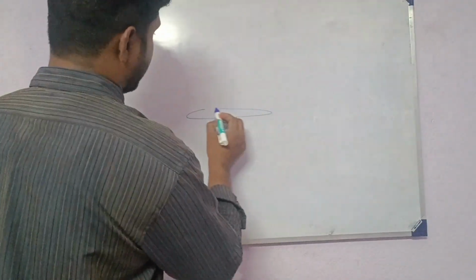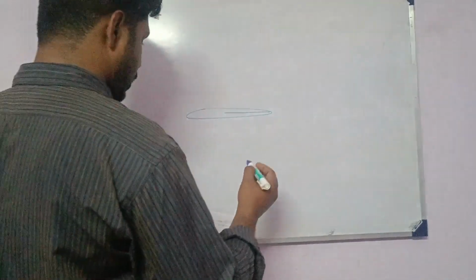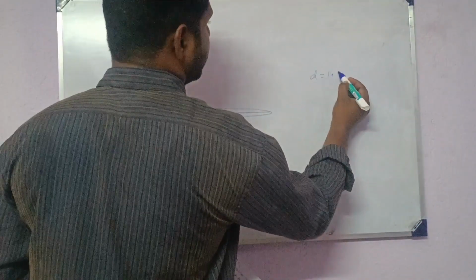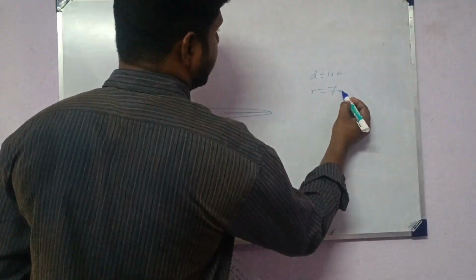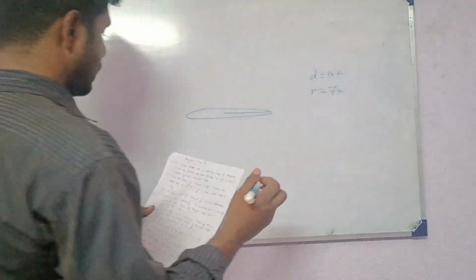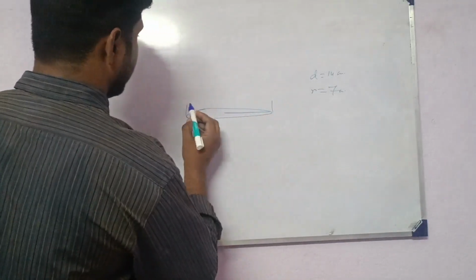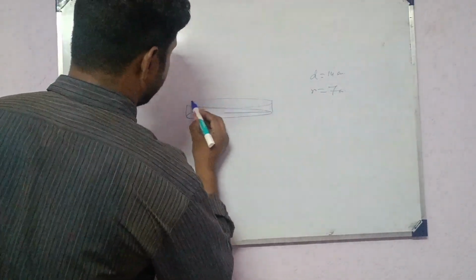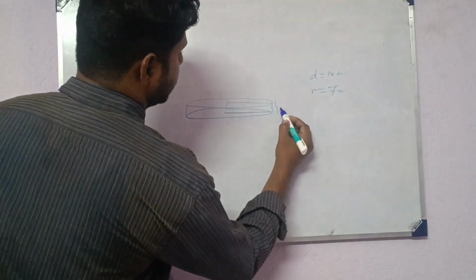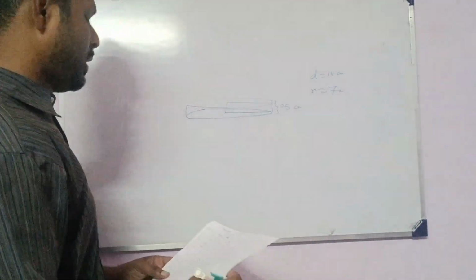So this is a circular plate. It has a diameter, therefore the radius will be, diameter is 14 centimeter, therefore radius is 7 centimeter, and the plate has a thickness also, thickness is 0.5 centimeter. So to understand better, I have drawn it a little bigger. So this is a kind of circular plate. Thickness is 0.5 centimeter. So it's basically a cylinder.